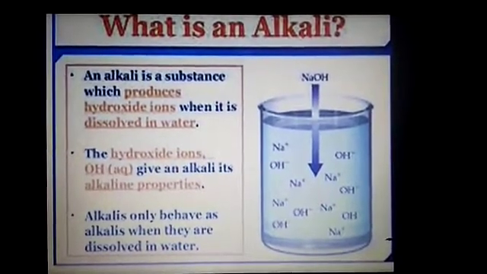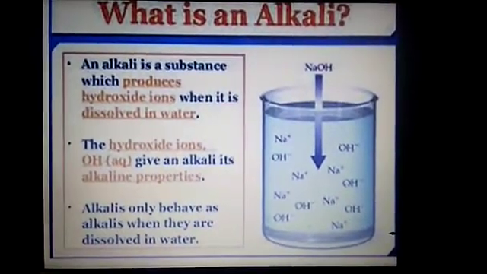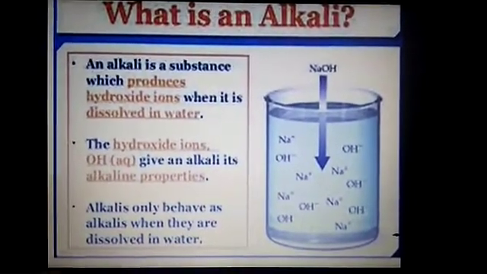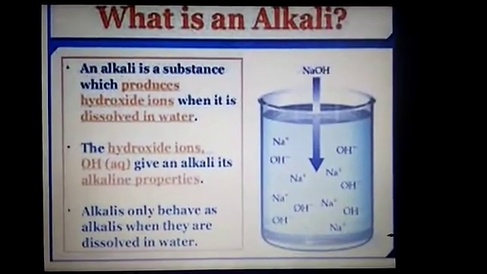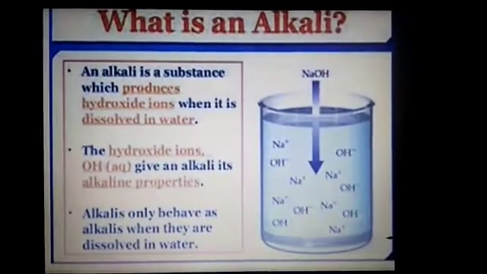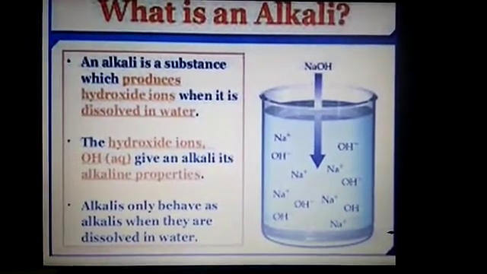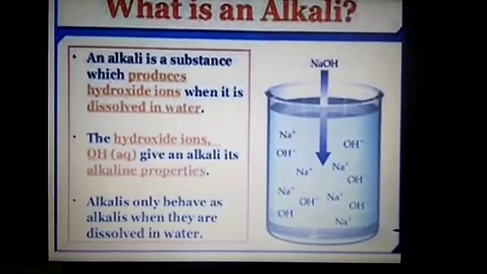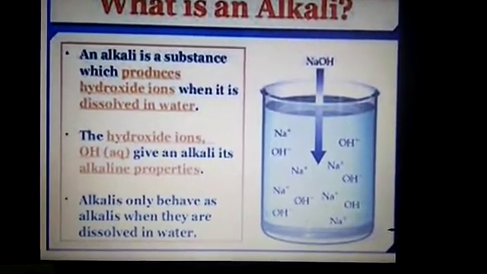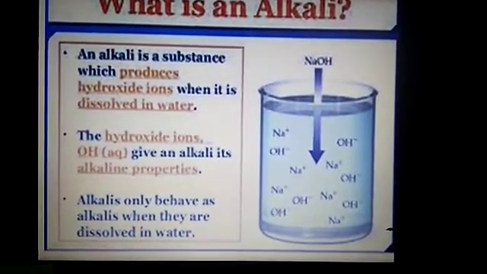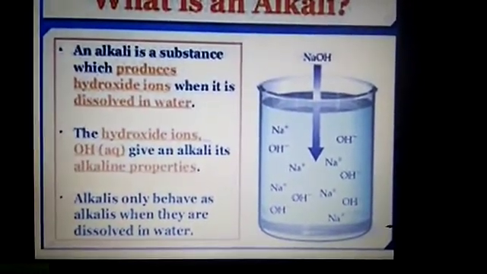Alkalis only behave as alkalis when they are dissolved in water. So an alkali is a basic hydroxide which when dissolved in water produces hydroxide ions, and they are negatively charged. An alkali is a base soluble in water. All alkalis form hydroxide ions in aqueous solution, as they have only negative ions, they turn red litmus blue. So this is about the alkali. In detail we will discuss in the next class.